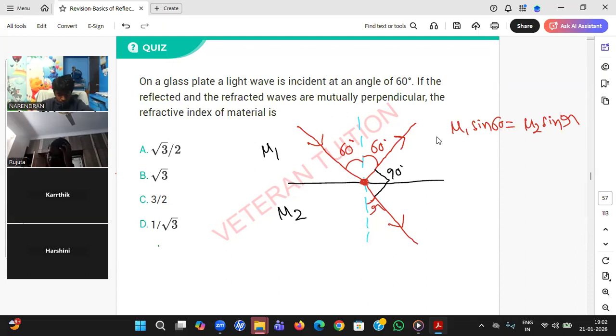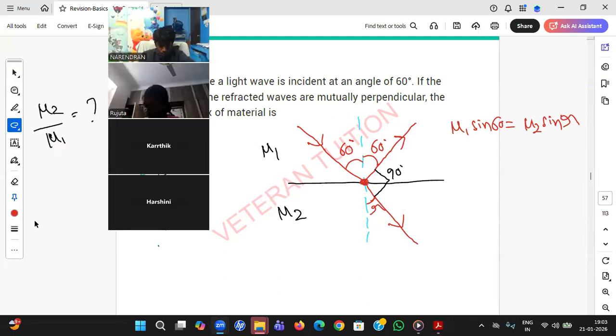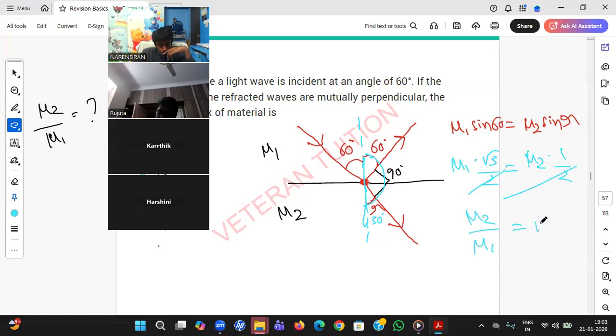Yes, Mega, right answer. But you know the geometry. On a straight line, total angle should be 180. Okay, so on a straight line, total angle should be 180. Total is 180, sir. This is 60, this is 90. This should be 30 only, then the total will be 180. So now mu1 sine 60 is how much? Root 3 by 2. Mu2, I don't know. Sine R is sine 30, 1 by 2. 2 gets cancelled. Mu2 by mu1 equals root 3 is the right answer.